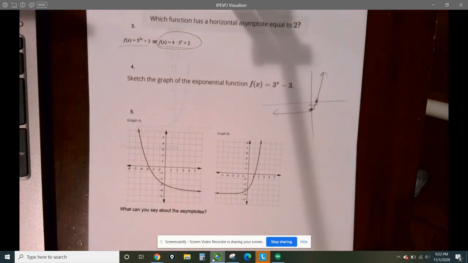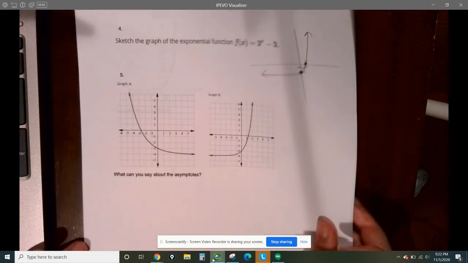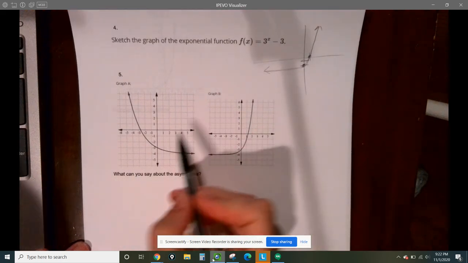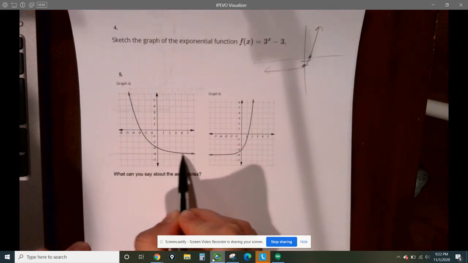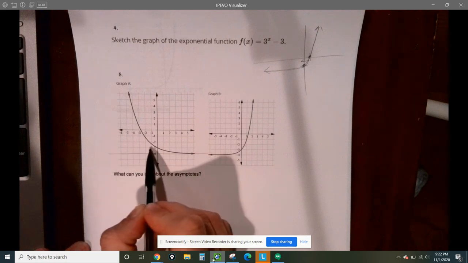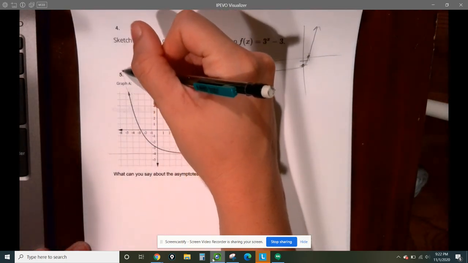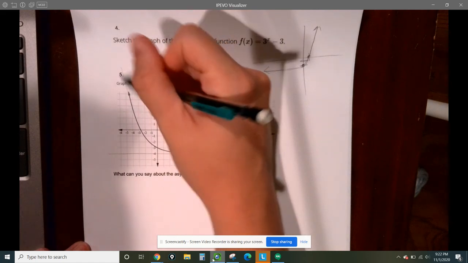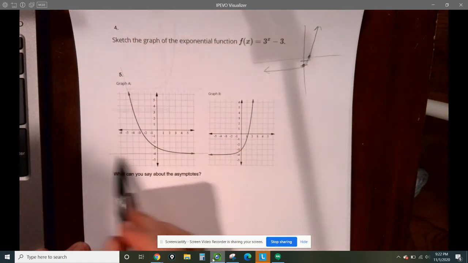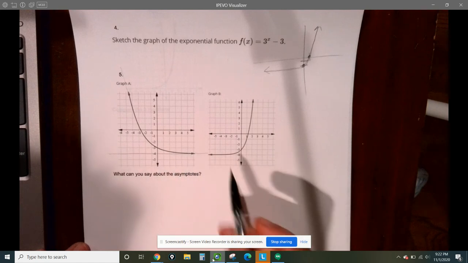Okay, and number 5, looking at these two graphs, what can you say about the asymptotes? So if I look at graph A, I can see that it's going to have a horizontal asymptote at -4 because it totally levels off right there. This one, it's hard to say. It's still going and going and going. We can't say anything about this asymptote. We don't have enough information about that. But you can say it has a horizontal asymptote at -4.